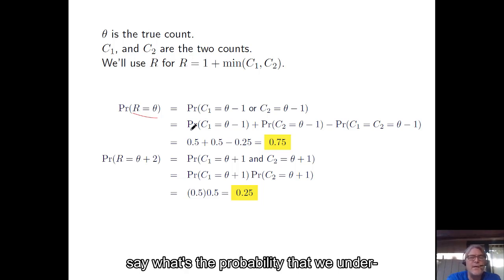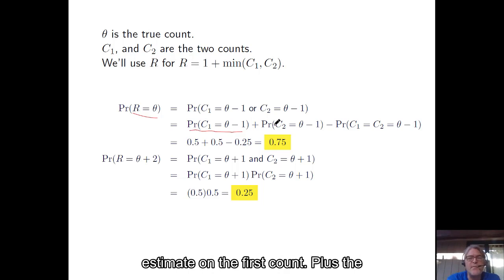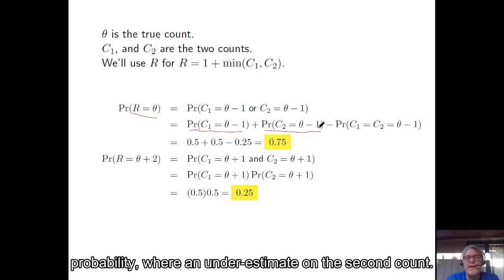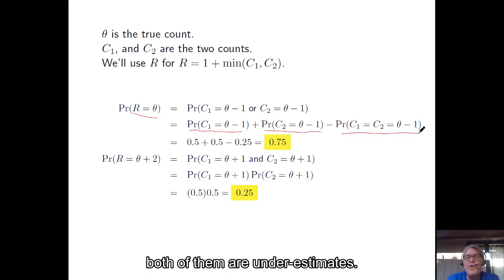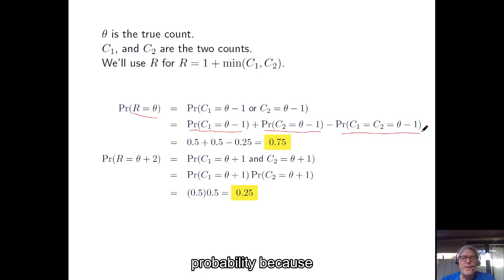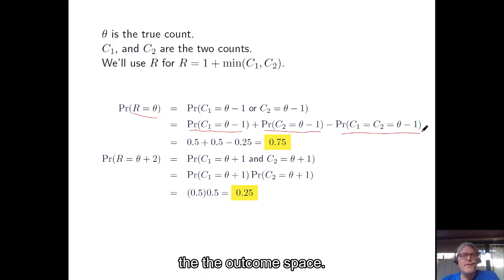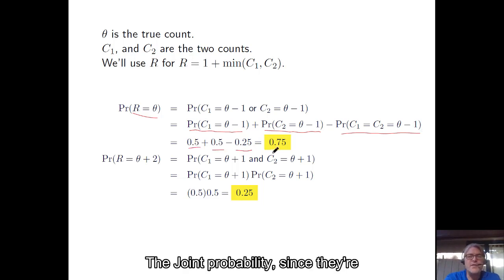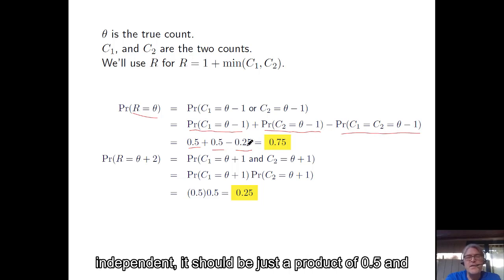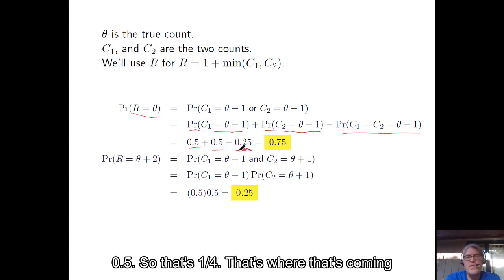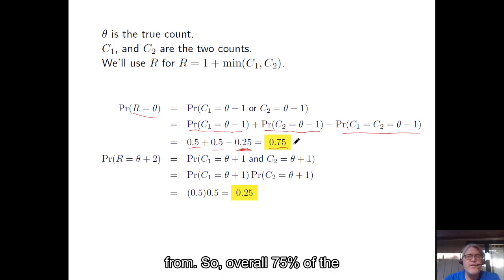So we need to say, what's the probability that we're an underestimate on the first count, plus the probability we're an underestimate on the second count, minus the probability that both of them are underestimates. And remember, we subtract that joint probability because we don't want to double count that part of the outcome space. So that's 0.5 plus 0.5 minus the joint probability. Since they're independent, it should be just the product of 0.5 and 0.5, so that's 1/4. That's where that's coming from. So overall, 75% of the time, this method the statistician is telling us to use should work.